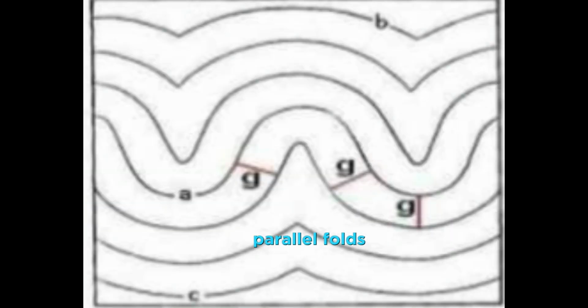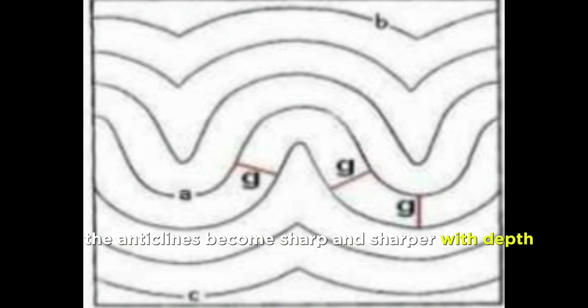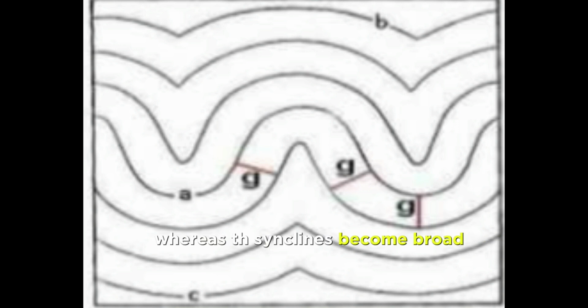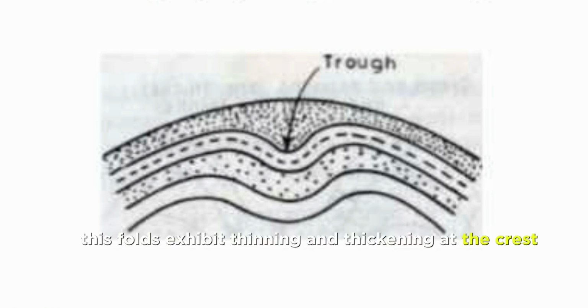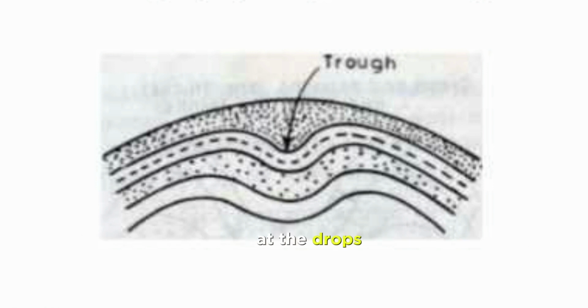Parallel folds are those in which the shape of the folds varies with depth, but the thickness of the folded bed layers remains more or less the same. In such folds, the anticlines become sharper and sharper with depth, whereas the synclines become broader and broader with depth. Supratenuous folds exhibit thinning and thickening at the crest and the troughs.